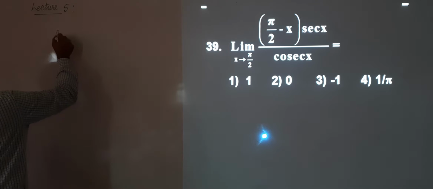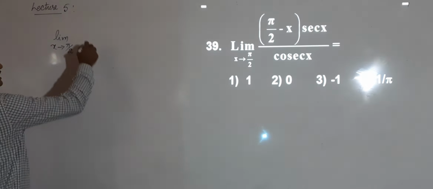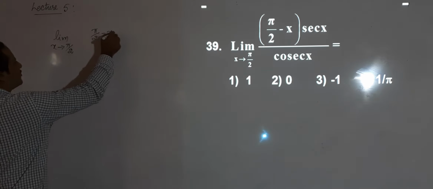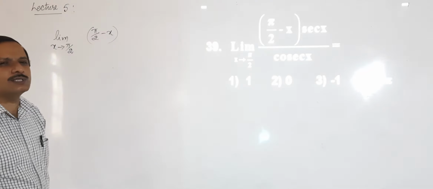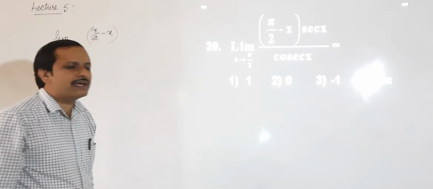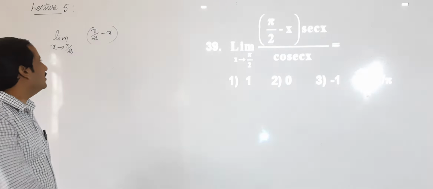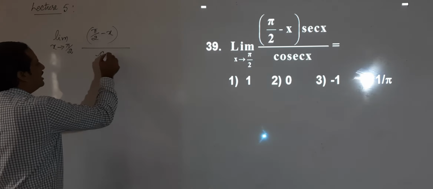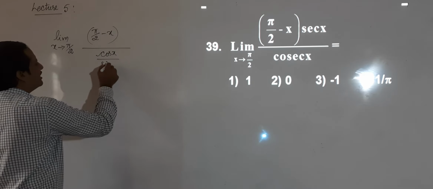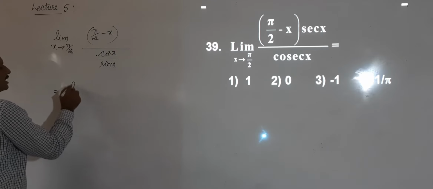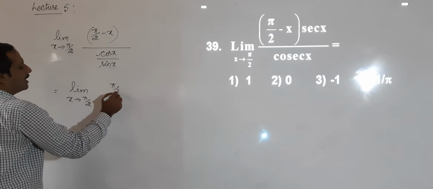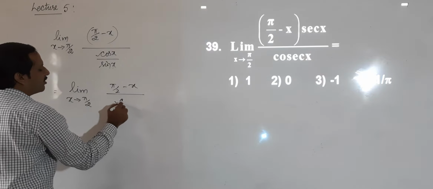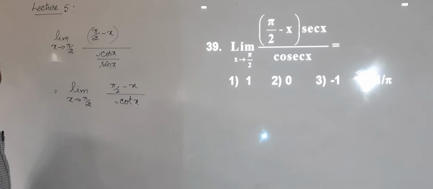So what I do is, limit x tends to pi by 2. That secant x, I will write secant x as 1 by cos x. So I will bring it to the denominator to become cos x. And cosecant x I will write as 1 by sin x. So in the denominator we will have cos x by sin x. That's equal to limit x tends to pi by 2 of (pi by 2 minus x) divided by cos x by sin x, which I will write as cot x. Okay.